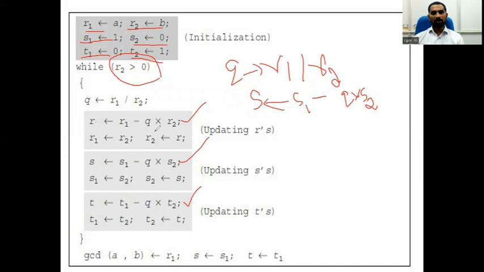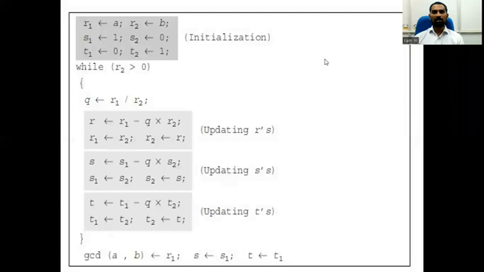Whenever this entire process ends, that is, whenever R2 becomes 0, whatever value is present in R1 will be the GCD of A comma B. Whatever value is present in S1 will become the value of S. Whatever value is present in T1 will become the value of T. So this is the extended Euclidean theorem.